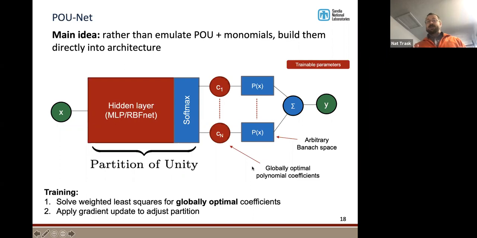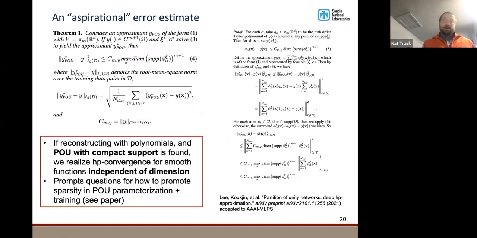So that way the neural network doesn't have to both partition space and approximate simultaneously. We have an error estimate for this, which basically says if you are able to get partition functions which are compactly supported, and this is what I mean by aspirational here, because we don't have guarantees that will be realized during gradient descent. But if you are able to get them to be compactly supported, then you get a completely standard Taylor series argument that pops up, right?